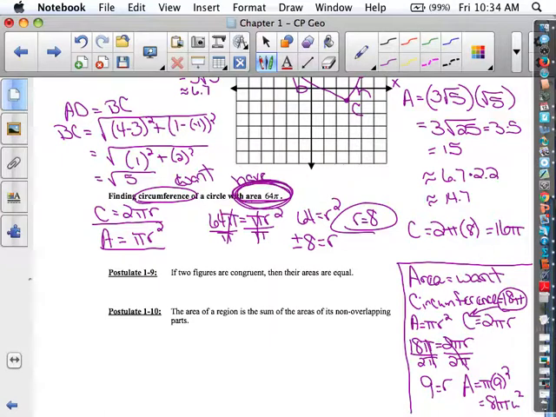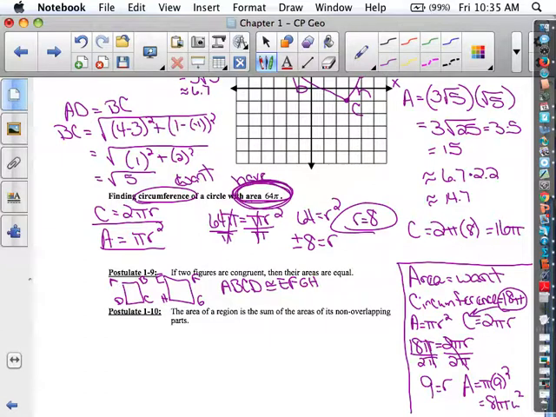You will see those on the chapter test, so it's good to know how to get from one to the other. We have a couple of postulates in this section. One is postulate 1-9, which says if two figures are congruent, then their areas are congruent. So if I had two polygons, A, B, C, D, and E, F, G, H, and I knew that A, B, C, D was congruent to E, F, G, H, then I would know that their areas are equal.